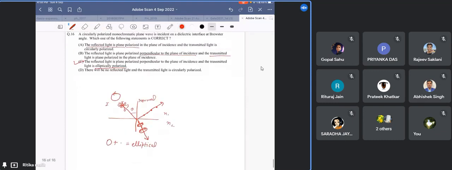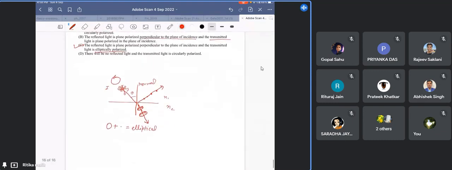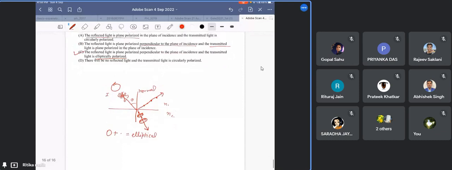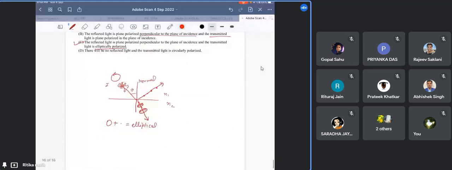So these are the questions that came in the past few years on this concept of polarization. So if you have any doubt, you can ask.